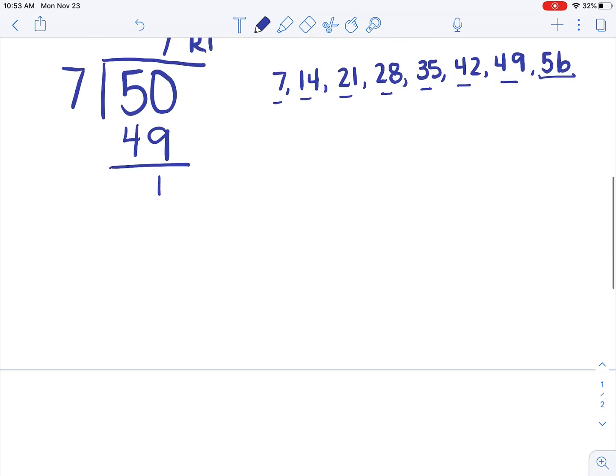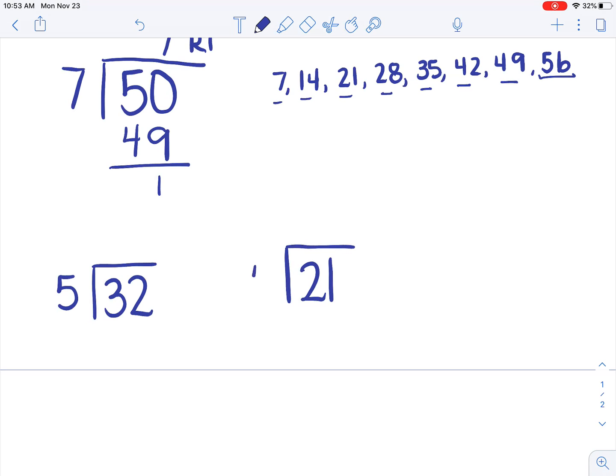In your notebook, I'd like you to write these 3 examples. Then I want you to pause the video and solve them and see how you did. 32 divided by 5, 21 divided by 4, and 22 divided by 3. Pause this video now and solve them. Then press play to see how you've done.